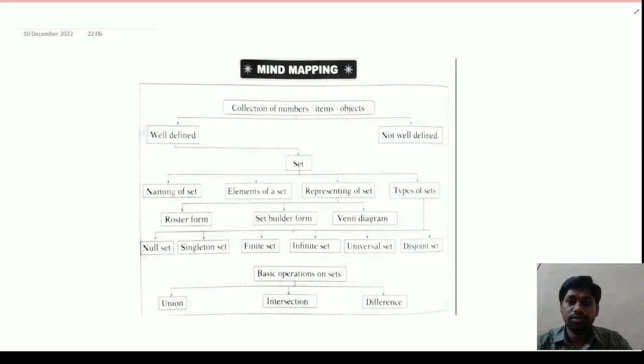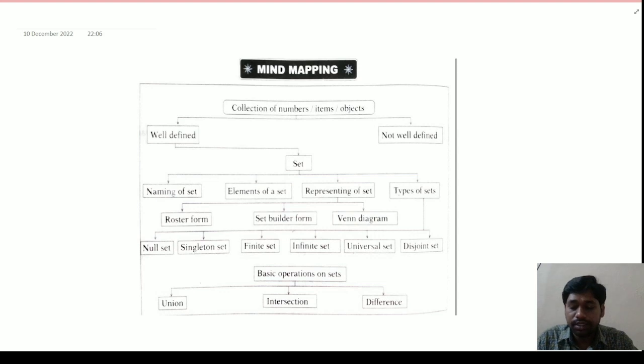Hi students, myself Hatira. Today I came in front of you to discuss the concept of sets and numericals based upon the sets. In the last class we discussed the concept of sets. Today we will discuss the numericals based upon these sets.